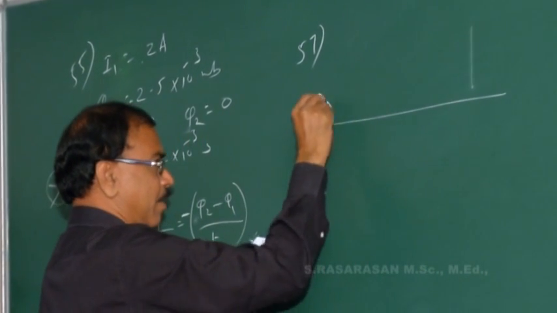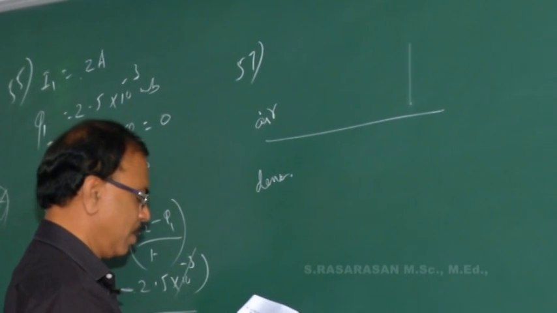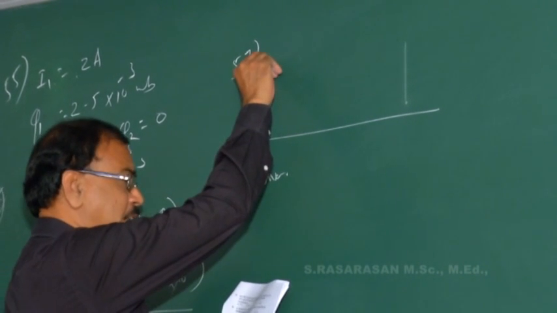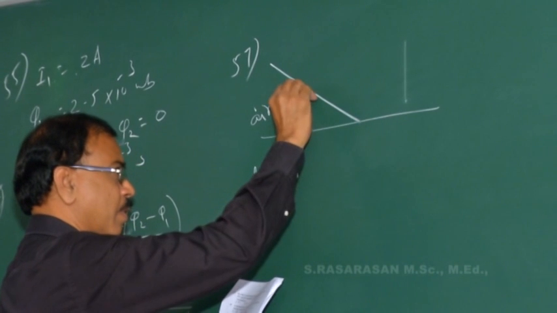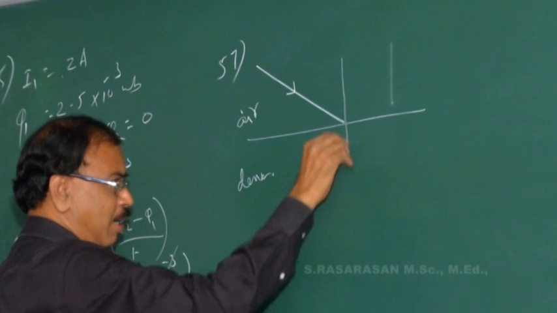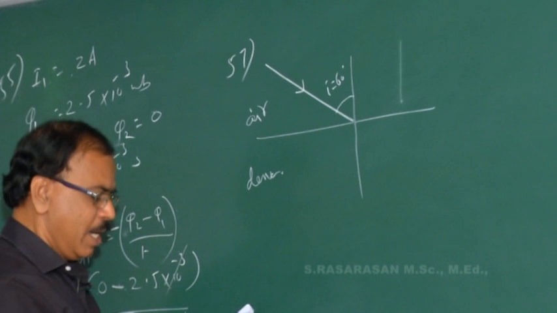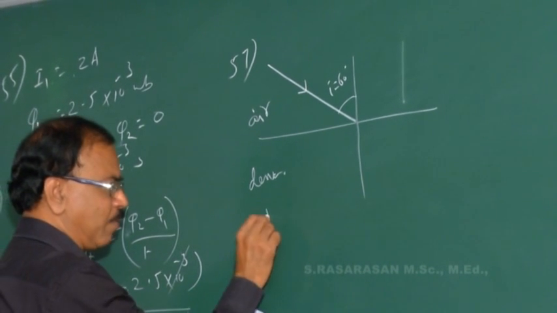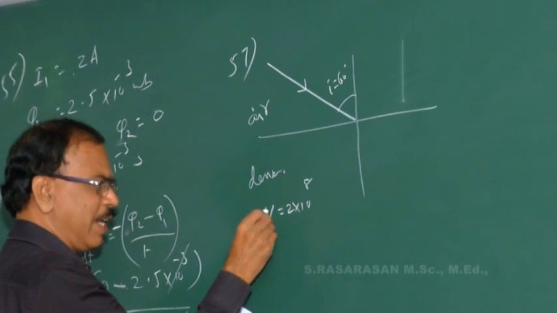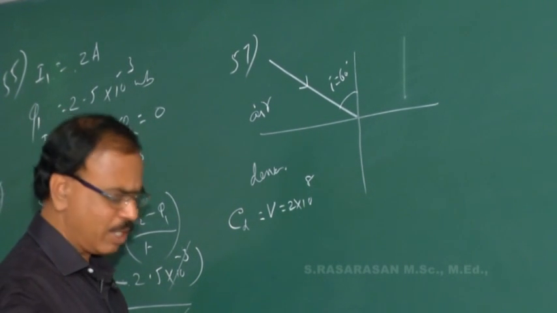Say this is air and this is the denser medium, maybe glass or water. A ray of light traveling in air is incident on the denser medium at an angle of 60 degree, so draw the normal. So I is equal to 60 degree. If the velocity of light in the denser medium, say V, is equal to 2 × 10⁸ meter per second.